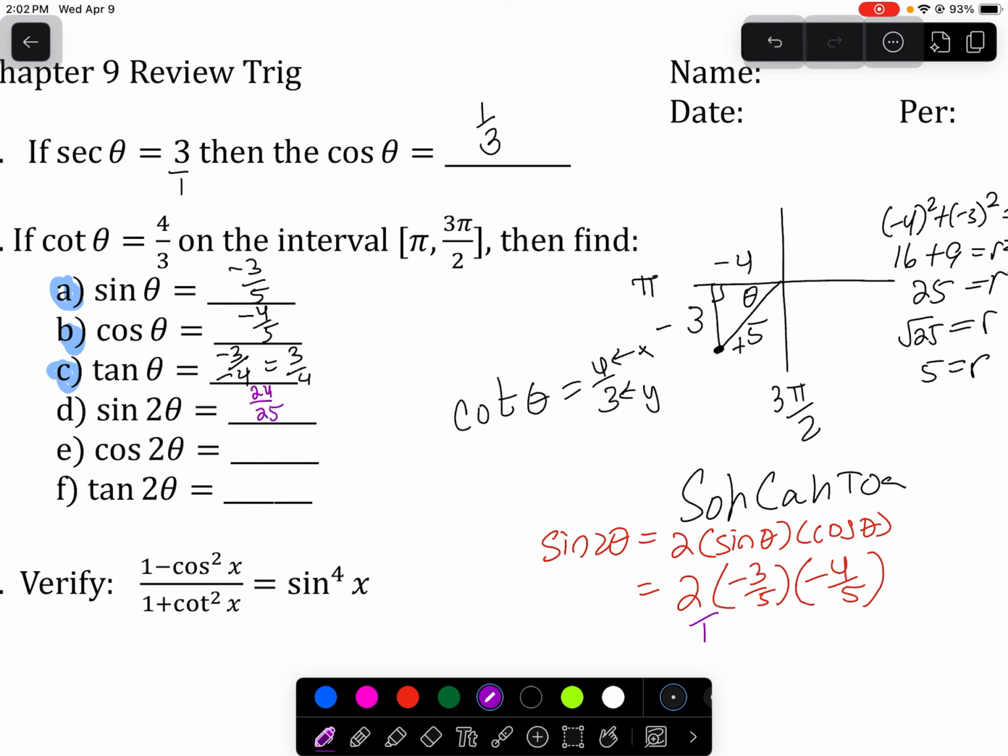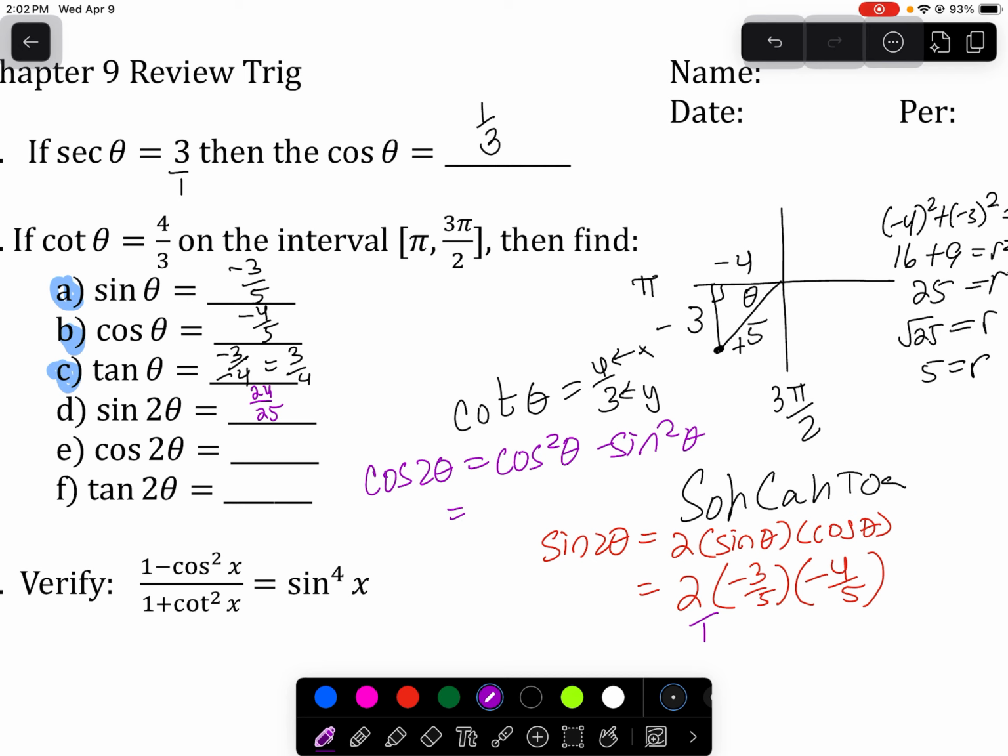And then cosine of 2 theta is up on the board. It has 3 different formulas that should all give you the same thing. The cosine of 2 theta is cosine squared minus sine squared. Remember, our Pythagorean has a plus between them. A cosine of 2 theta has a minus between them.